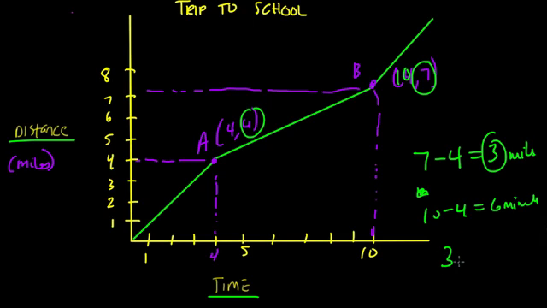And you can even set the ratio, right? 3 miles per 6 minutes, and then work from there. You could scale this up by 10, and they would go 30 miles in 60 minutes, or 30 miles per hour.